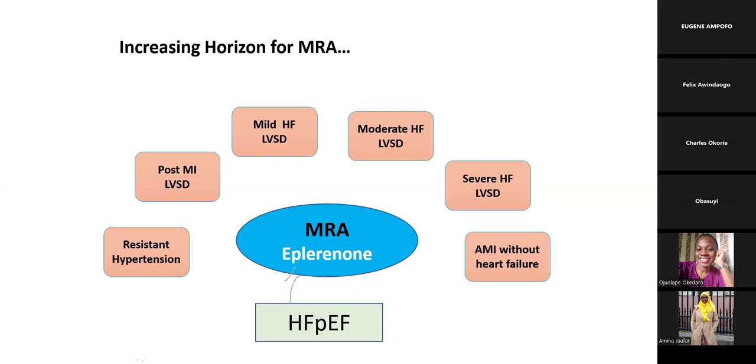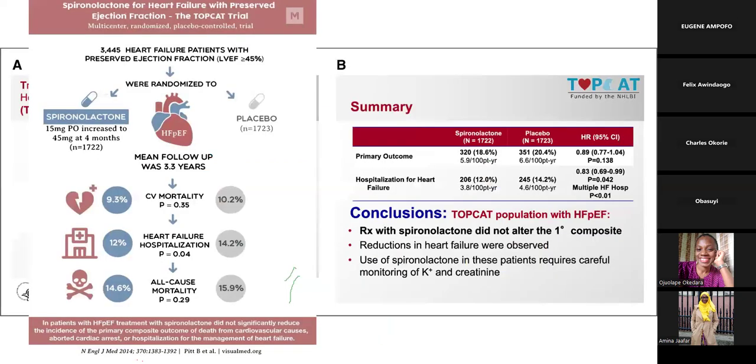Okay, so mineralocorticoid receptor antagonists, eplerenone and spironolactone, have shown benefits across the spectrum of cardiovascular diseases, and we've seen the various trials that have elucidated this effect.